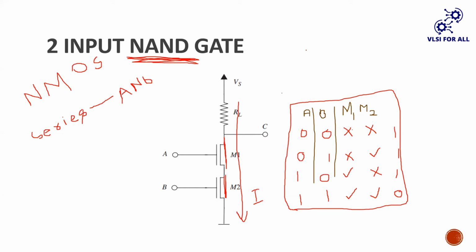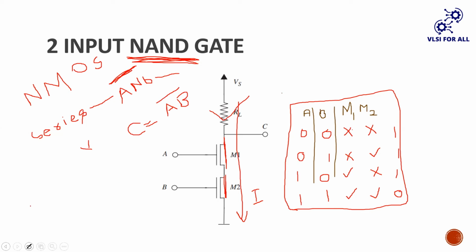Now, because of this resistor, there will be complement. Hence, the NAND gate output expression, which is C, is equals to, as they are connected in series, it is AND operation, means A dot B. Because of this resistor, complement, whole bar. So this is AB bar.